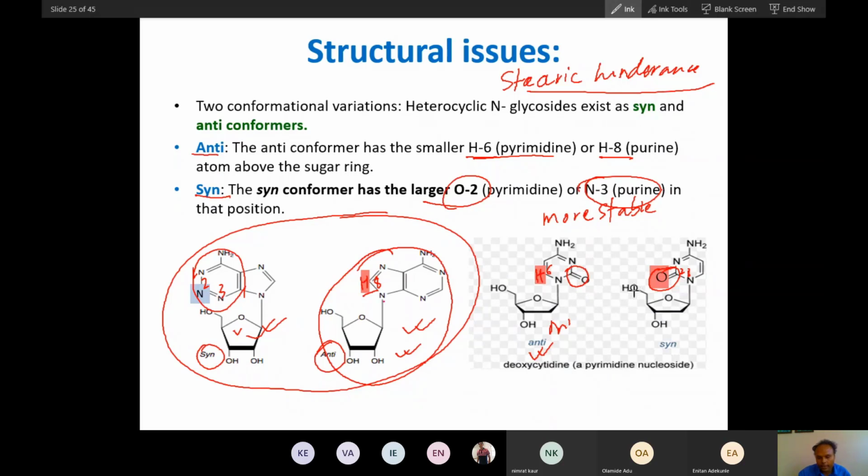Did you understand this syn and anti configuration? This is just rotation. If this is syn, this is anti. This is syn, this is anti. Did you understand? Yes, sir. It's easy, it's not that difficult. Anti is stable.